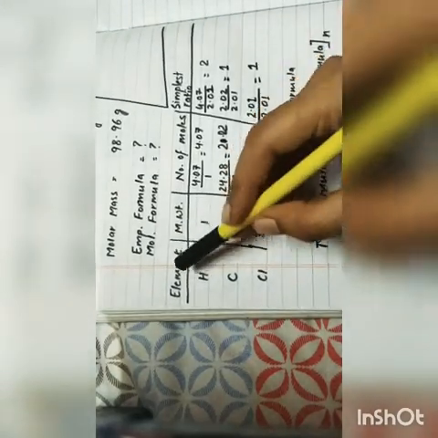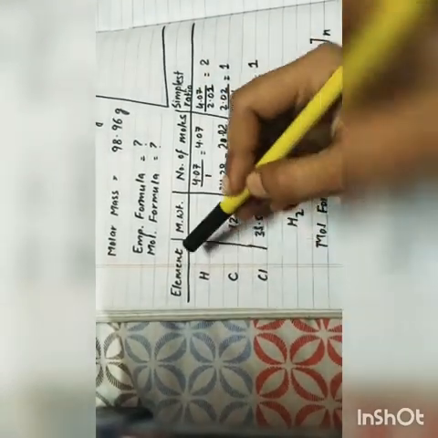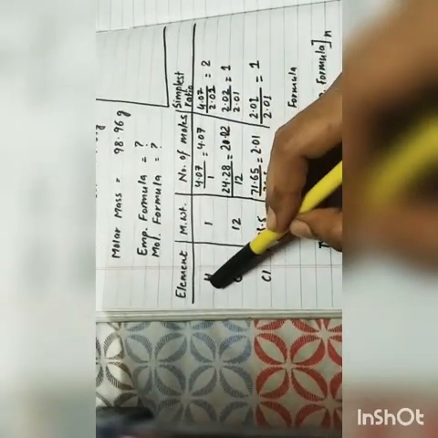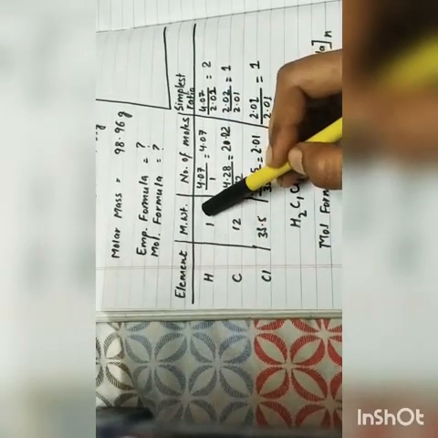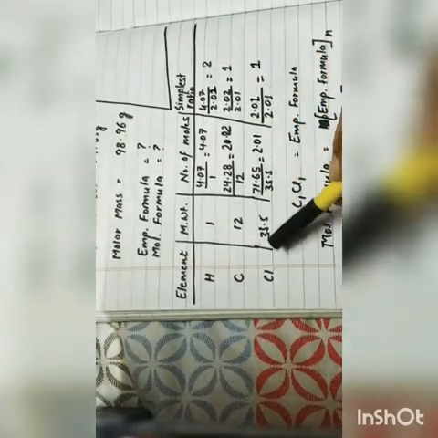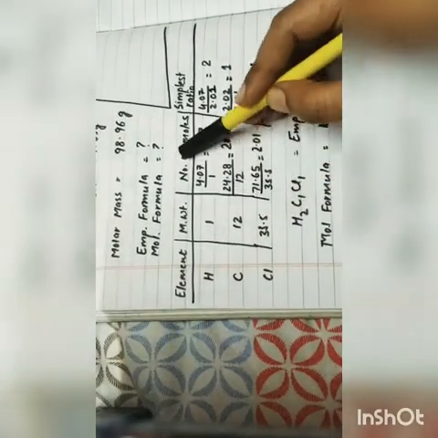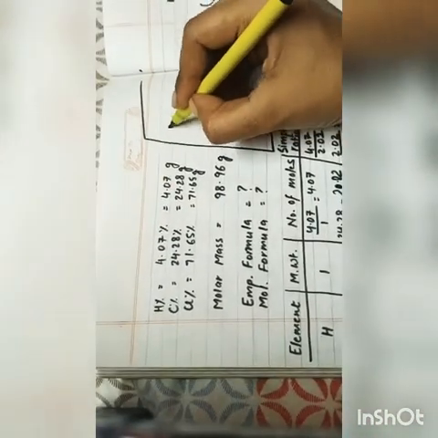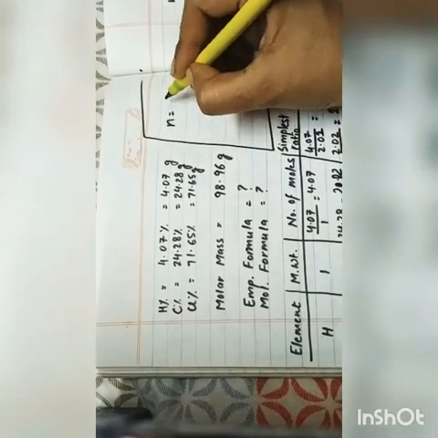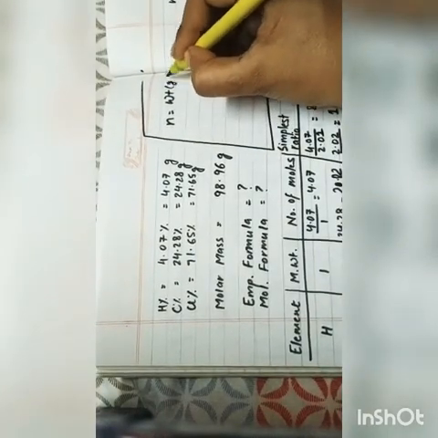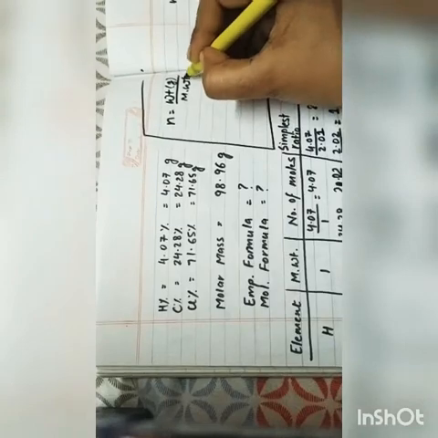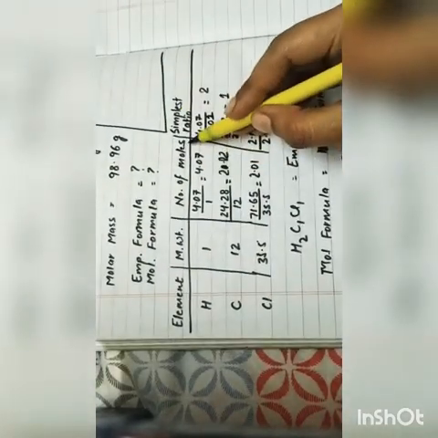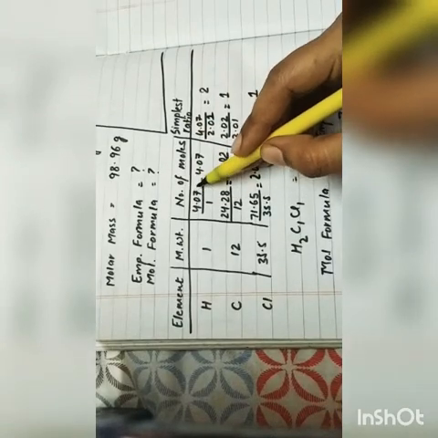You just have to make a table like this. Here you have to place the element. Now the molecular weight of the element: as you know, hydrogen has 1 molecular mass, carbon 12, chlorine 35.5. Now you have to calculate the number of moles. What is the number of moles formula? I have already told you that number of moles is equal to weight in grams upon molecular weight of that particular element. So number of moles, weight, that is 4.07 gram.